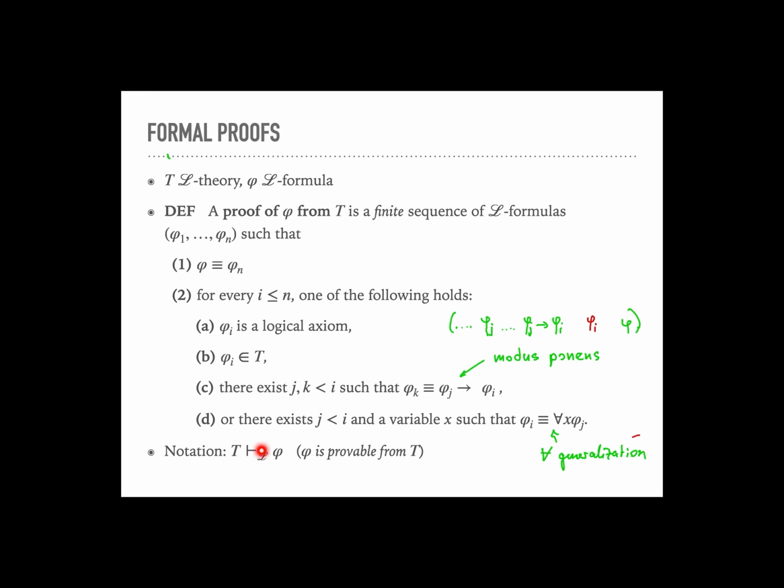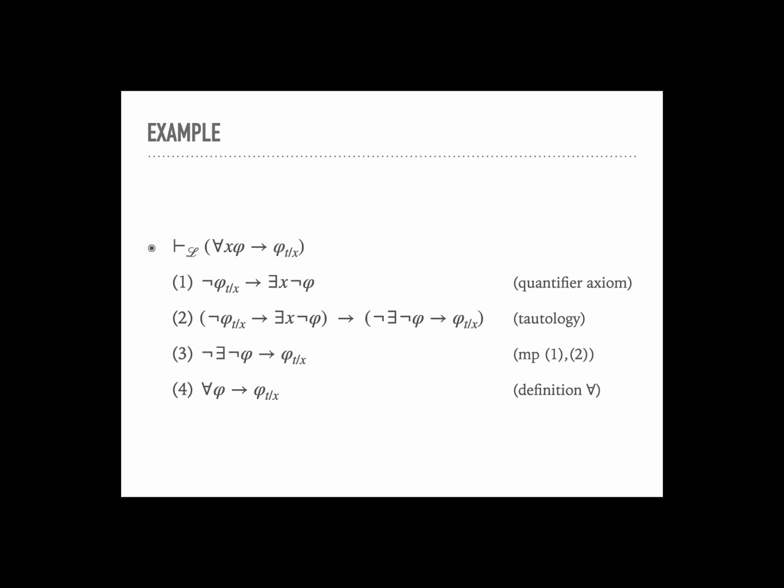So for now, we carry this subscript here to the provability symbol with us, but later we'll see that we can actually suppress it because it's independent of the underlying language. Let's go over a simple example of a formal proof. So we want to show that even with an empty theory, if the theory is empty we just don't write anything on the left side, we can prove that for all x phi implies phi t substituted for x. Right?